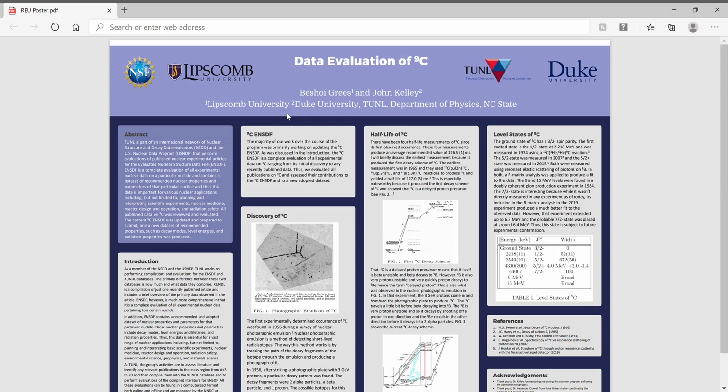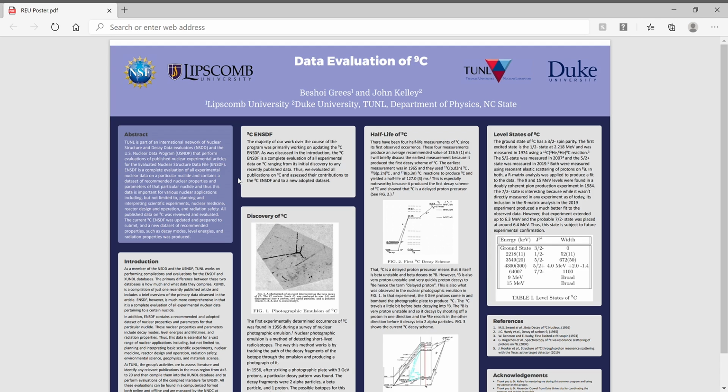Over this past summer, I participated in a REU at Duke University and Triangle Universities Nuclear Laboratory, and I particularly worked with the Nuclear Data Program at Duke University and TUNL, and worked with the ENSDF and particularly the Carbon-9 ENSDF. ENSDF stands for Evaluated Nuclear Structure Data File, and basically it's a database of nuclear data, nuclear properties and parameters of various isotopes.